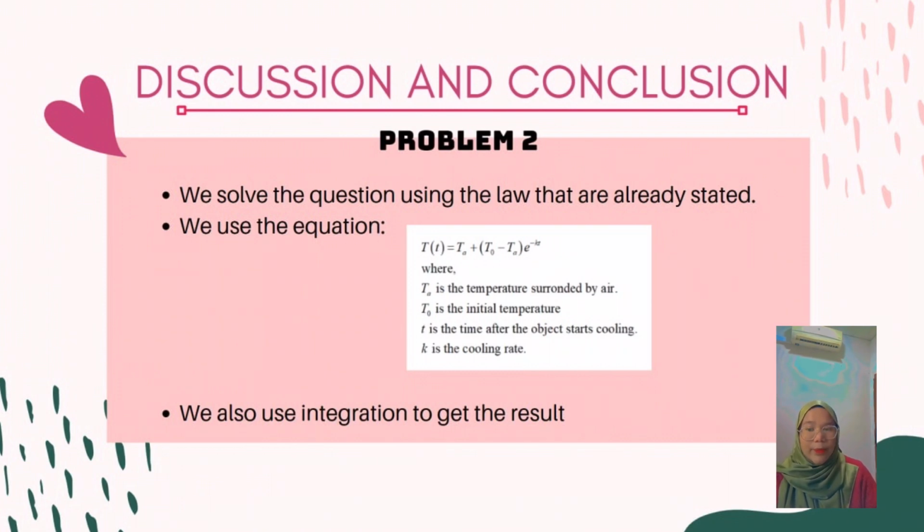As a result, a cake with temperature of 70 degrees Fahrenheit is achieved. That's all from me. Thank you.